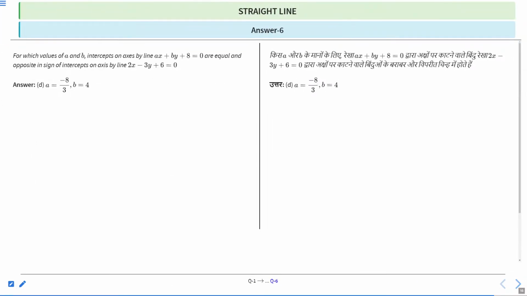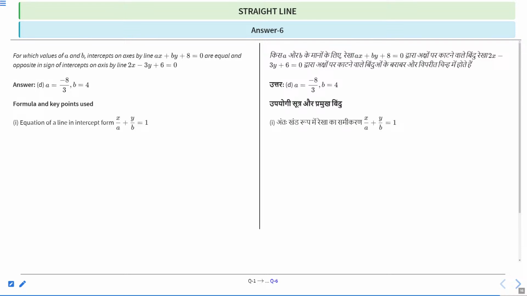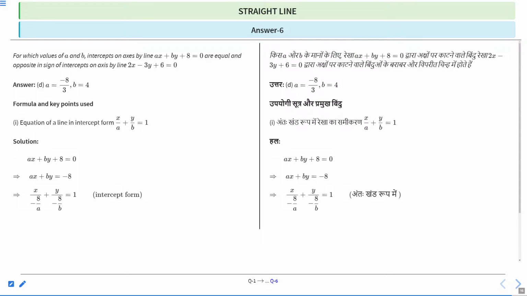Solution part. So the formula and key points we will use here: the equation of a line in intercept form is x by a plus y by b is equal to 1, right? So the line can be written as ax plus by plus 8 equal to 0, and it can be converted as ax plus by is equal to negative 8. Now this equation can be converted into the intercept form as x upon negative 8 by a plus y upon negative 8 by b is equal to 1, right?